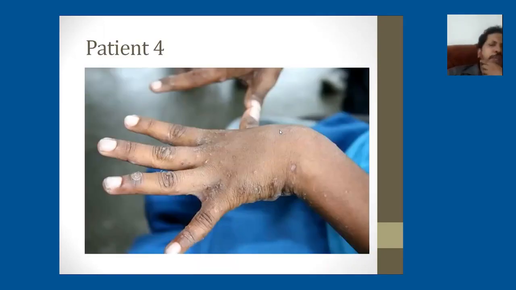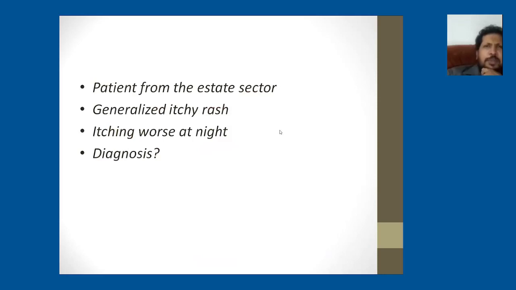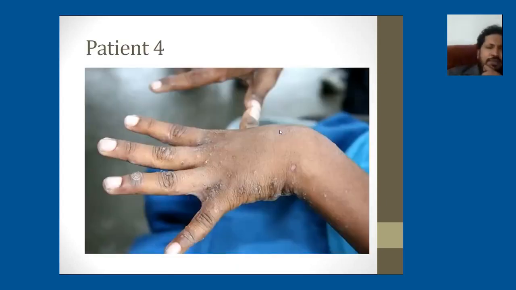So we'll move on to the next patient. This is actually an easy one. I'm rushing a little bit since we are short of time. So this is a patient from the estate sector with a generalized itchy rash. Itching is worse at night. So what is the diagnosis? I think this is fairly straightforward, isn't it?